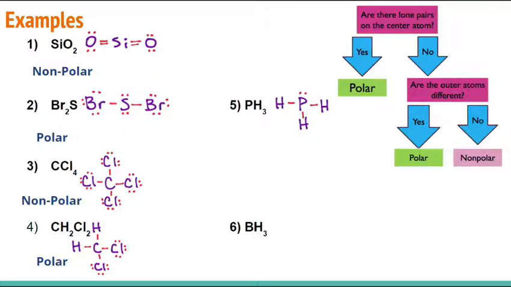PH3, I have lone pairs on my central atom. That makes me polar. BH3 looks pretty similar, but remember that boron is happy with just 6, so it doesn't need any double bonds, no lone pairs on that B. So BH3 just looks like this. No lone pairs on my central atom, no different atoms around the outside, so this is non-polar.